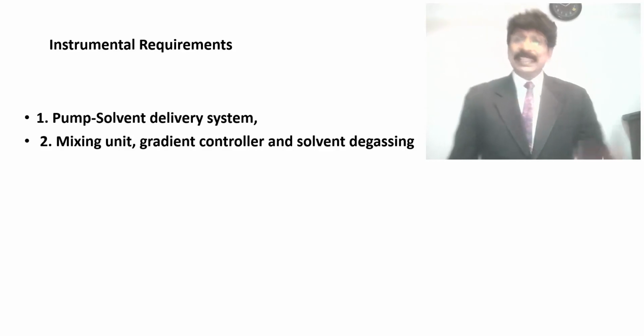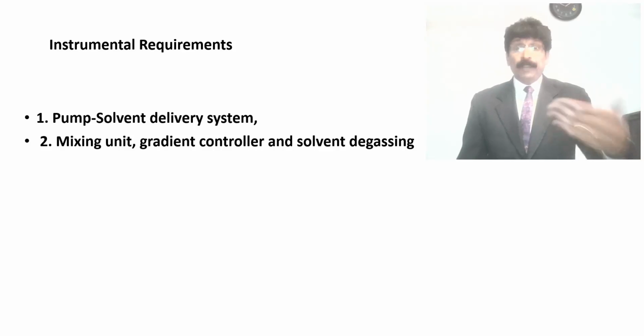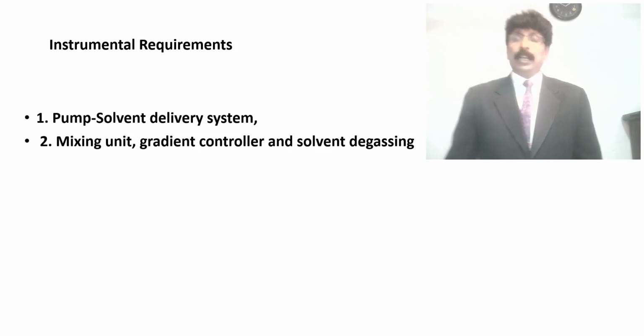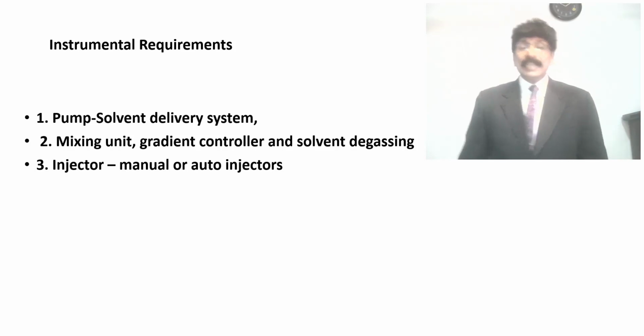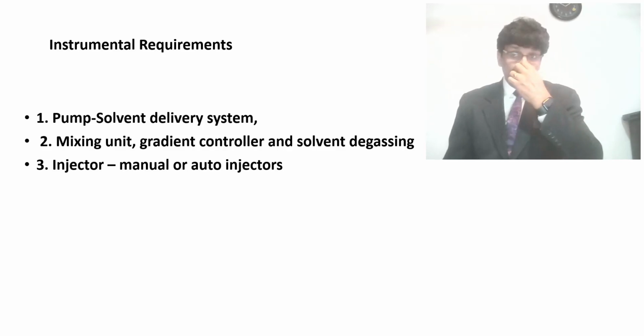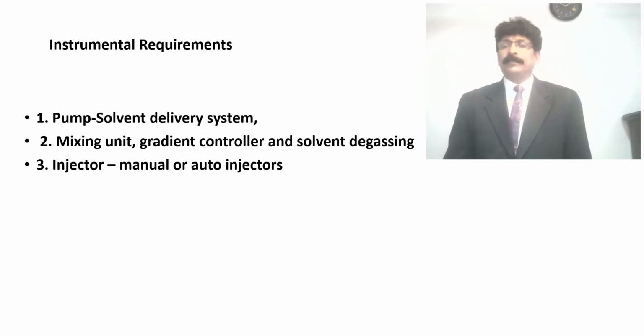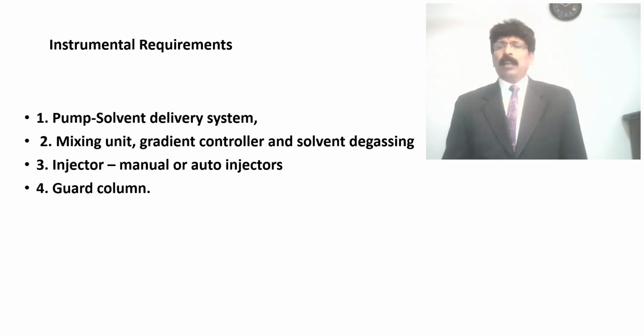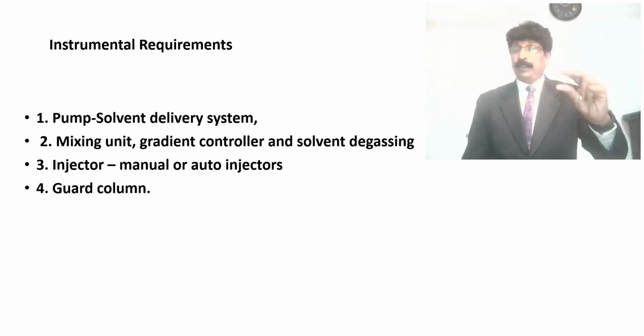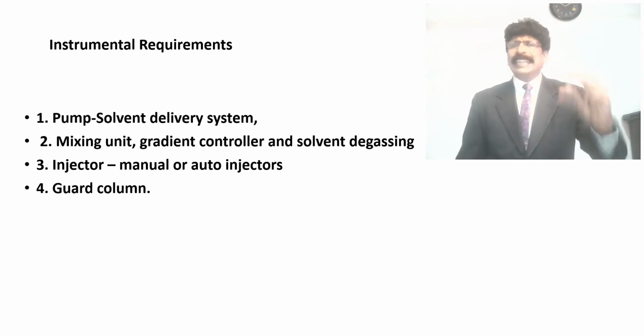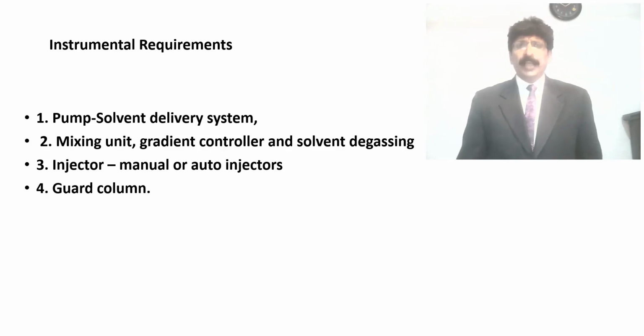So mixing unit, gradient control. Even in isocratic, single solvent, there also we need a mixing unit, gradient control and solvent degassing. Injection: the sample is injected manually or by auto injector, usually auto injector. And guard column, a purification column. There is no separation that takes place in the guard column. It acts as a filter. Any debris, any unwanted materials, any impurities will be removed by the guard column.